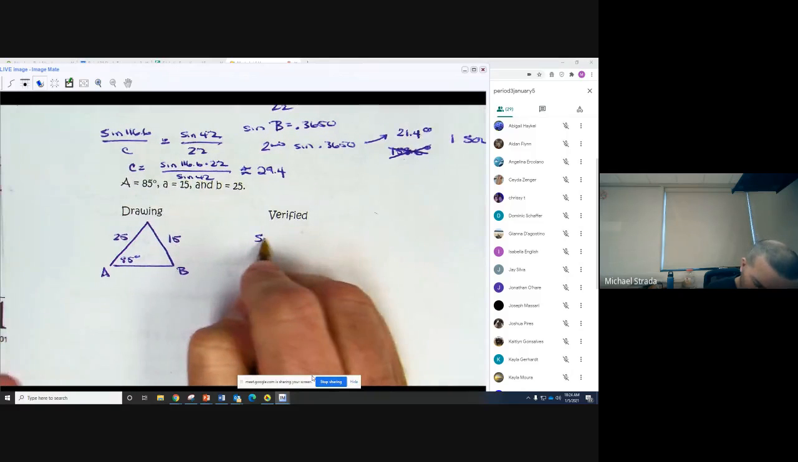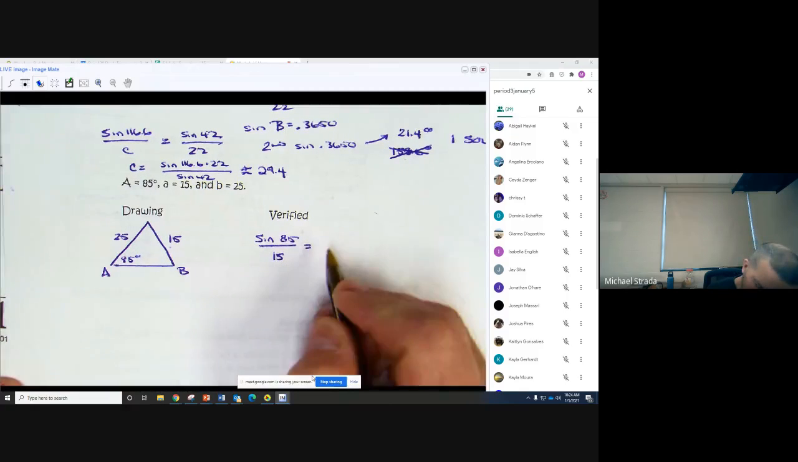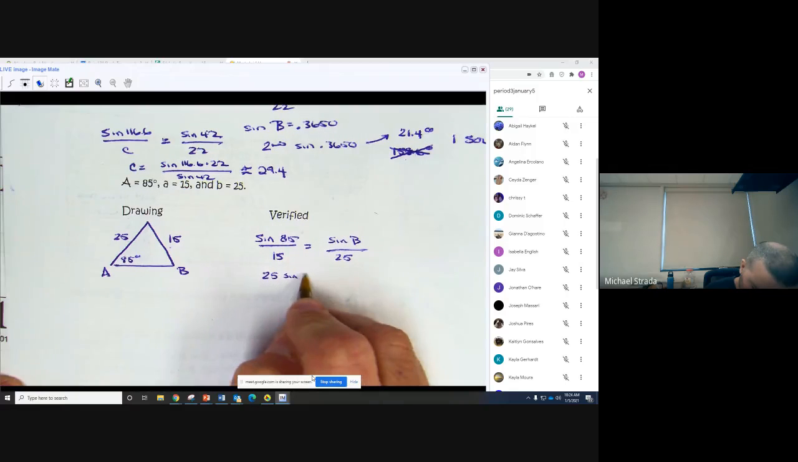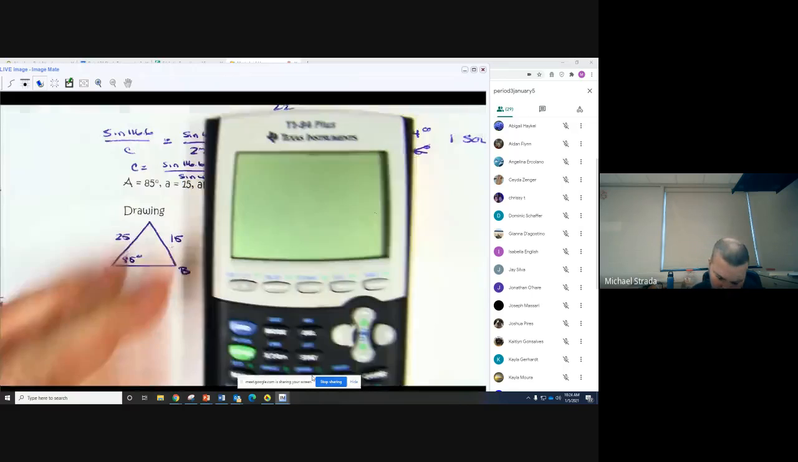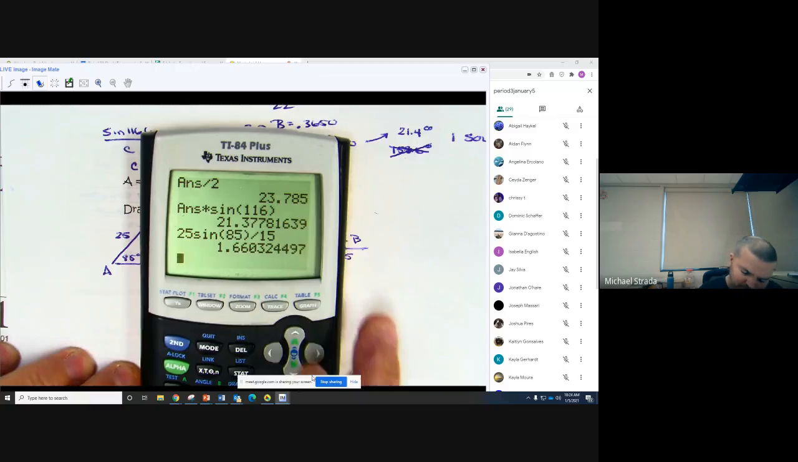All right, so using law of sines, sine of 85 over the opposite side, which is 15, equals the sine of B over 25. I do 25 sine 85 divided by 15 when I cross multiply. So I got 25 sine 85, and I divide that by 15. And I get 1.6603.